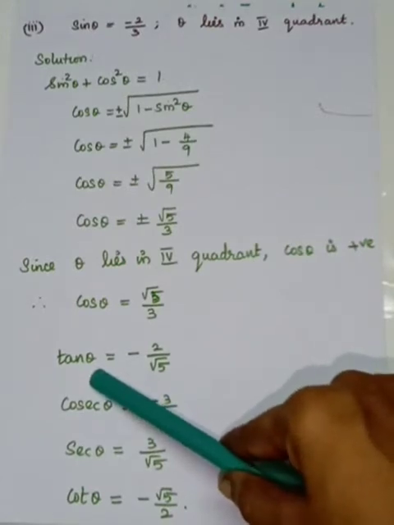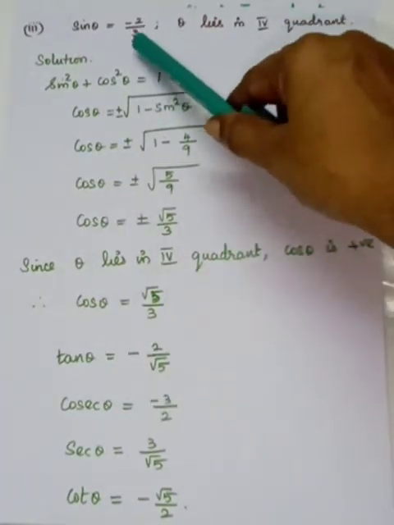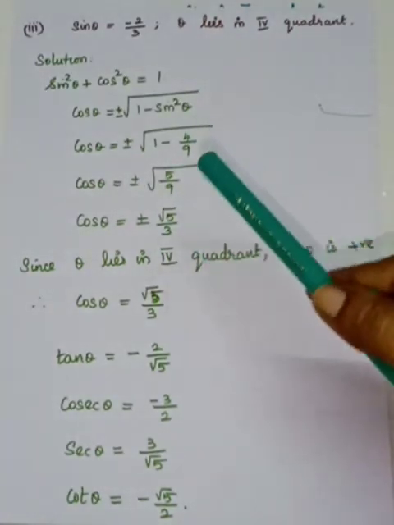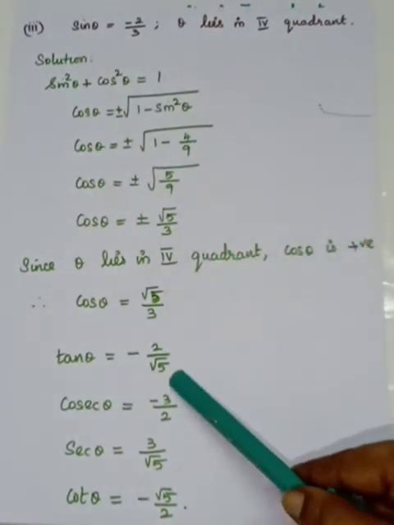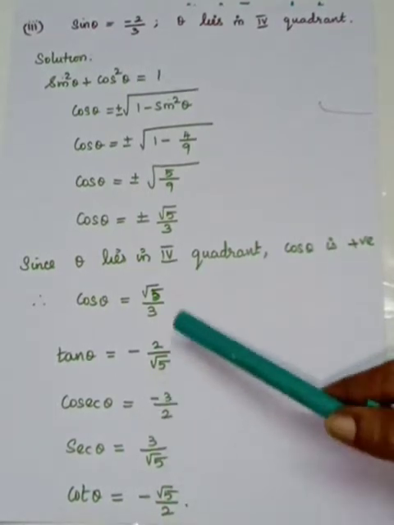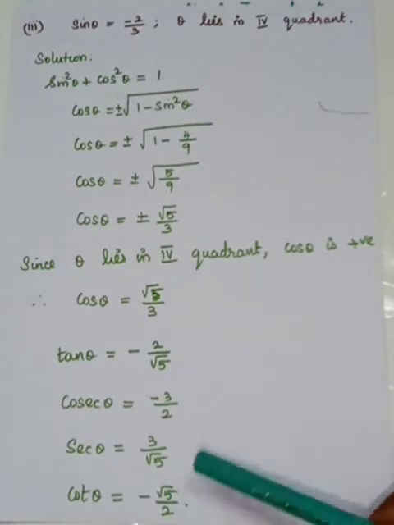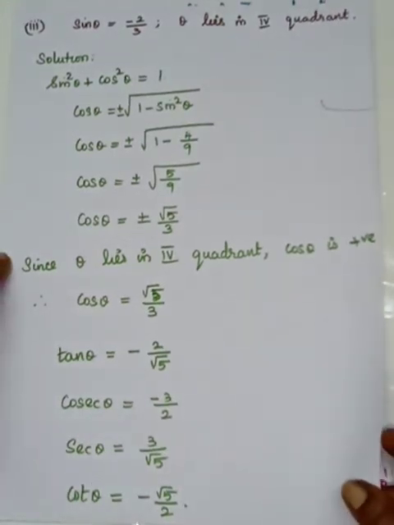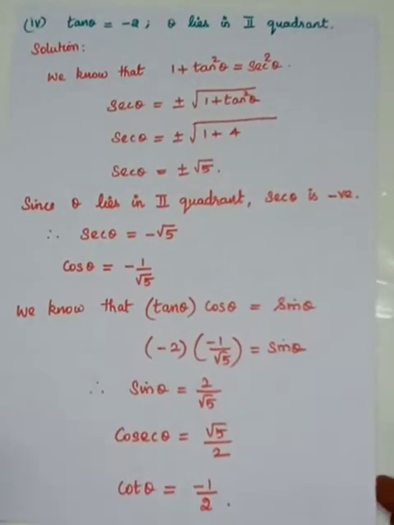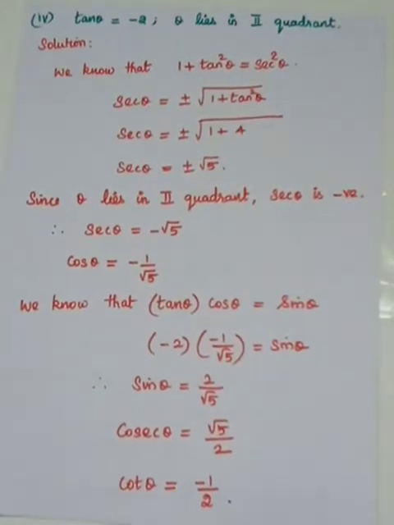What is it? Sin theta by cos theta. So minus 2 by root 3 divided by root 5 by 3. The 3 gets cancelled. Your answer is minus 2 by root 5. And cot theta is the reciprocal of it, so it is nothing but minus root 5 by 2. You can learn this if you know the formula only. The reciprocal of sin theta is cosecant theta, the reciprocal of cos theta is secant theta, and the reciprocal of tan theta is cot theta.